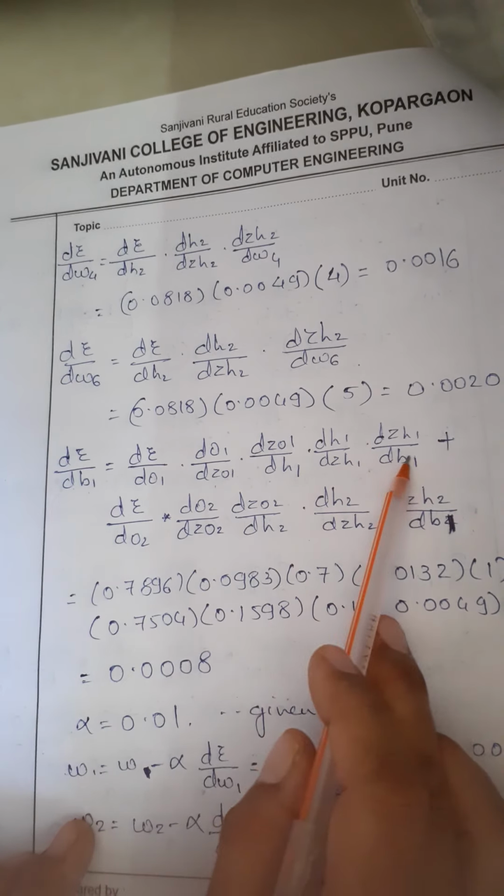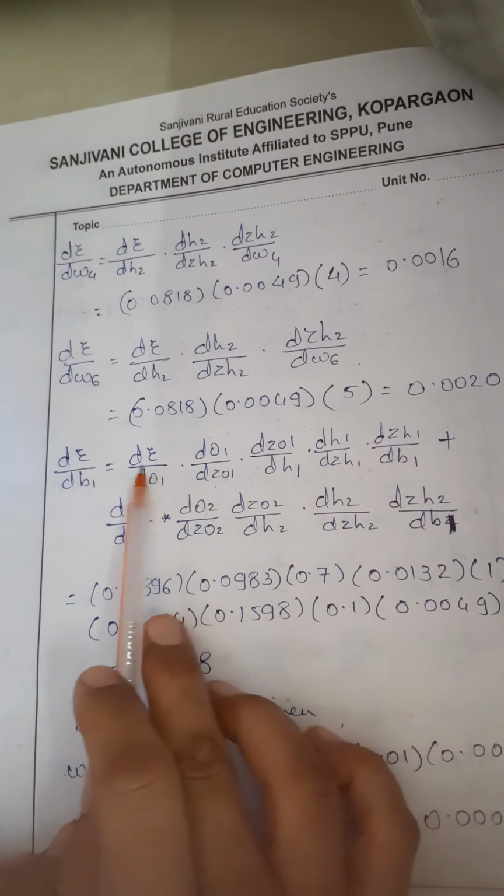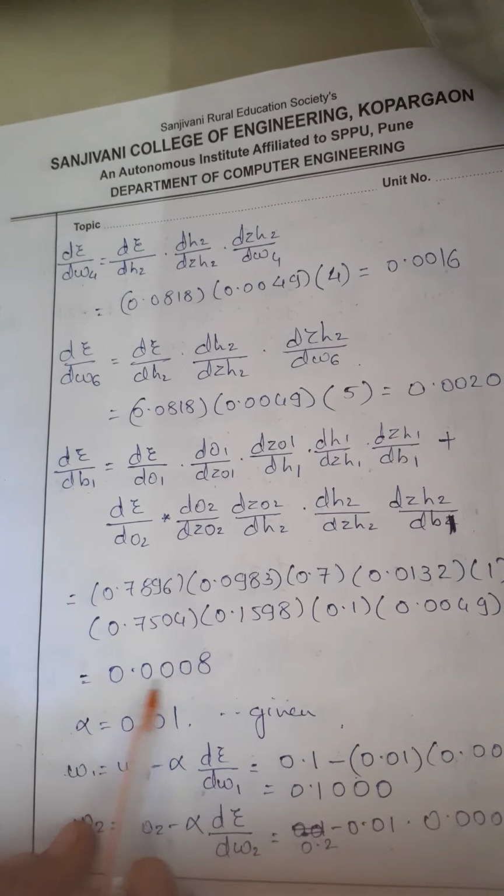That was the first part. Now the second part, in the same fashion. The error depends upon O2 also. O2 depends on its input ZO2, ZO2 depends upon H2, H2 on its input ZH2, and finally it depends upon B1. It is not B2, it is B1 only. Again I need to put in all the values.